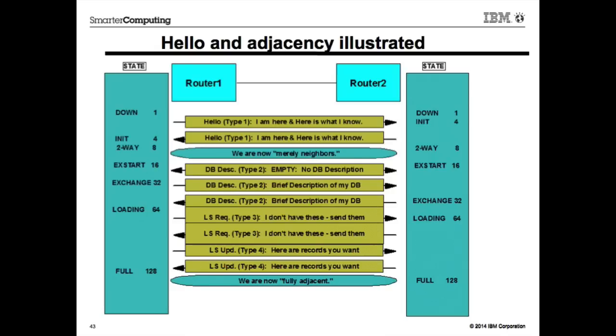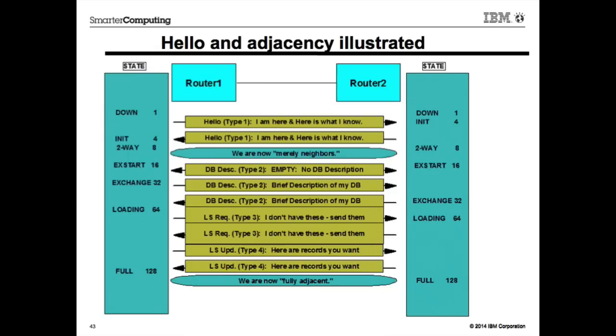So slide 43 is a basic illustration of the hello protocol and adjacencies. Router 1 and router 2. They both start out by multicasting a hello packet. As soon as you receive a hello packet from another router, you transition your relationship to him to state 4, which is init, which means I've heard from you. But then you send back a hello packet saying, this is my IP address, and I've heard from you.